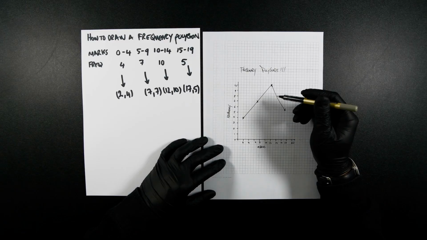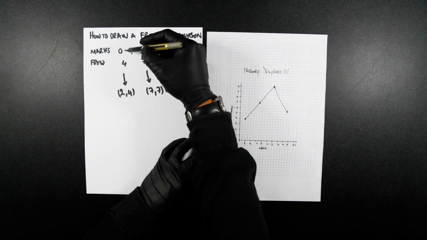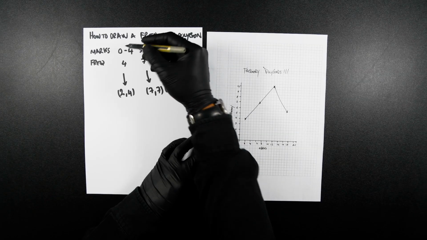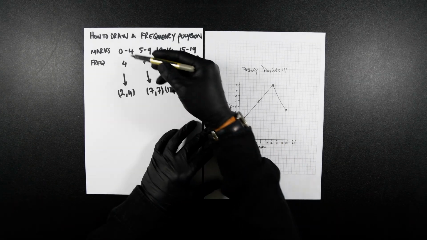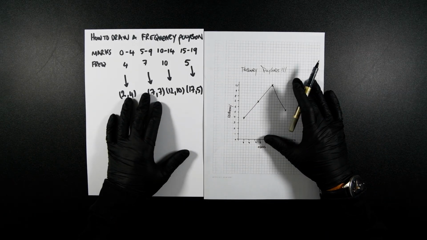So it's pretty straightforward. The crux of it, though, is you must remember that you're looking at the middle point between the range of numbers that you're dealing with. And there we go. You know how to draw frequency polygons.